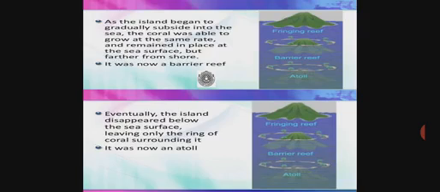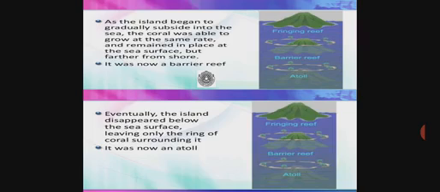And as the islands began to gradually subside into the sea, the coral was able to grow at the same rate and remained in place at the sea surface but farther from the shore. And it was now a barrier reef. So fringing reef gets converted into barrier reef, which I already explained in the previous slide.